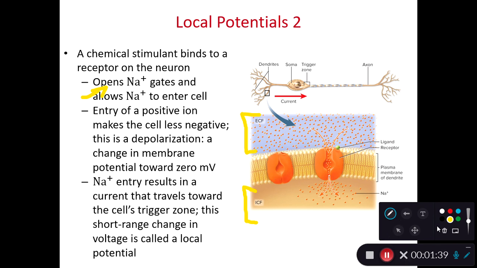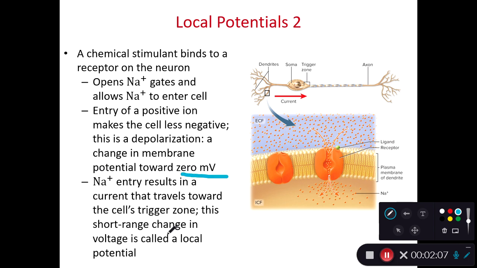Now, normally we have a negative internal voltage. If we take positive charges from the outside of the cell, those positive sodium ions, and send them into the cell, the inside of the cell is going to become less negative. This is a depolarizing event. As we have sodium rushing in, it's going to move the membrane potential towards 0 millivolts.